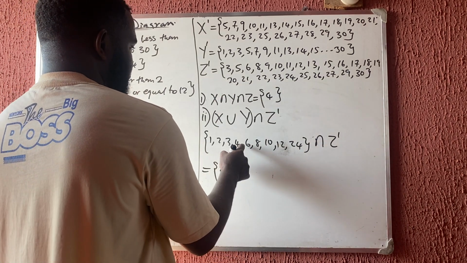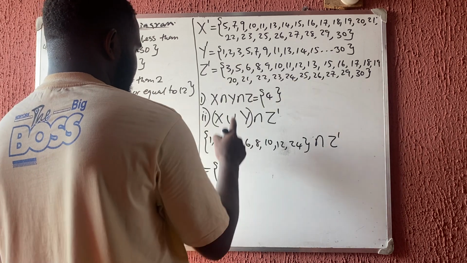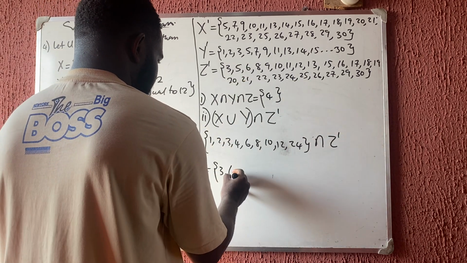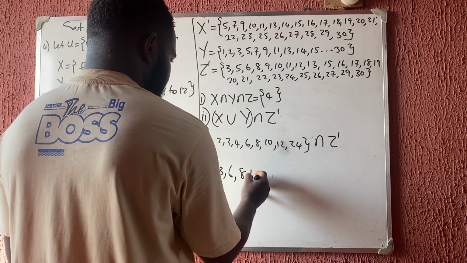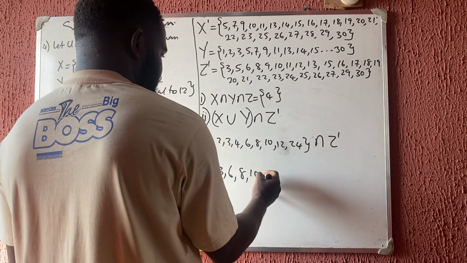3. 4 is here, 4 is not here. 6 is here, 6 is here. 6. 8 is here, 8 is here. 8. 10 is here, 10 is here. 10. 12 is here, 12 is here. 12.